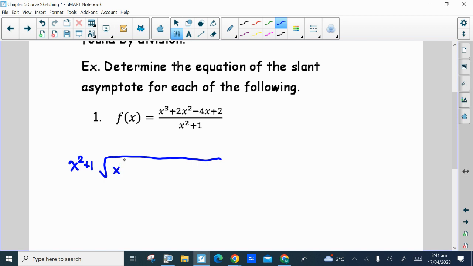Now remember, when you're using division, you need to make sure that the dividend, what you're dividing into, is written in descending order of power and there's no powers missing. And in this case, it is in the right order. There's no powers missing. If there are missing powers, you have to include those with coefficients of 0.